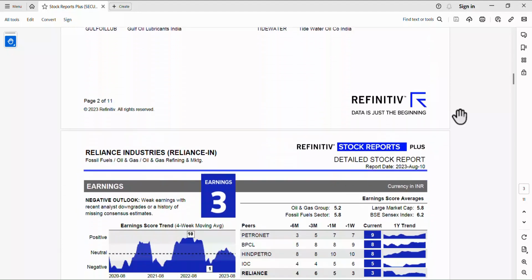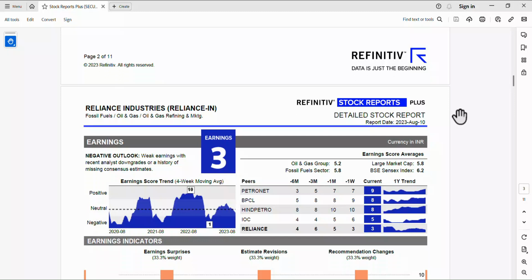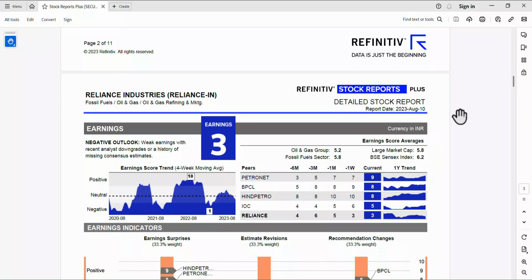Now let's come to earnings. Earnings negative outlook. Weak earnings with recent analyst downgrades or history of missing consensus estimates. Now, every quarter or every month, or whatever is the periodicity, the analysts are calculating what will be the earning of every company which they are tracking. So this is Reliance. What they are doing is estimating how much they are going to earn next quarter, next quarter, next quarter. And then the company announces the result.